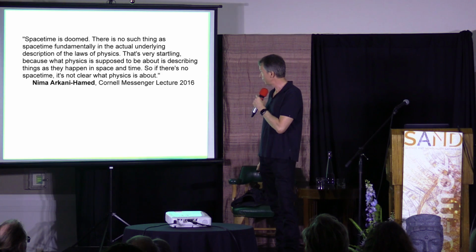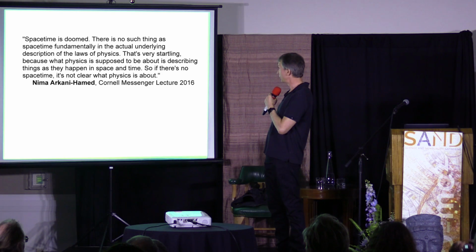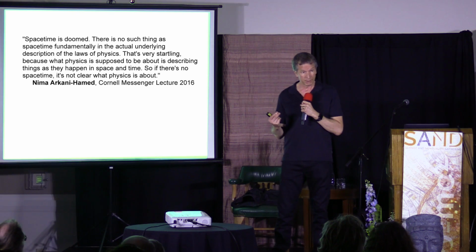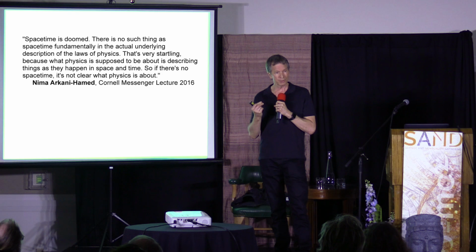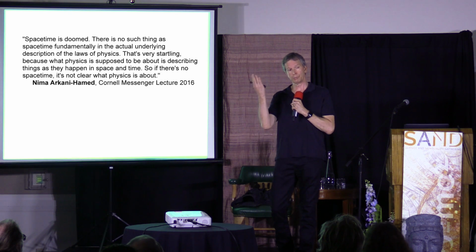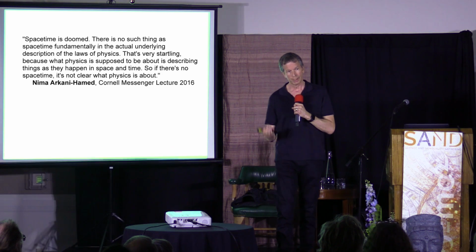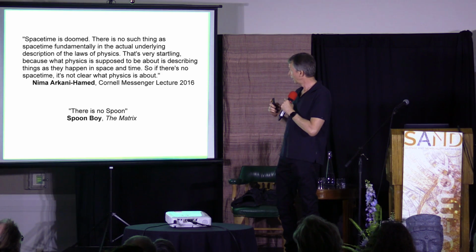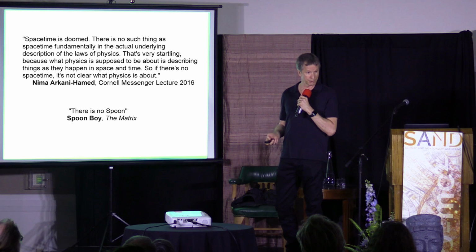That's very startling because what physics is supposed to be about is describing things as they happen in space and time. So if there's no space-time, it's not clear what physics is about. And this is one of the best and brightest in the field, and what they know is that to get a theory of quantum gravity, we have to let go of the notion that space-time is fundamental. There's something deeper that we're going to have to use as the fundamental bedrock for our description, and space-time has to emerge from it. That means that physical objects aren't fundamental either. And if physical objects aren't fundamental, then the notion of causality among physical objects is also not fundamental. What this means, to put it briefly, from The Matrix again, the spoon boy put it very well, there is no spoon.